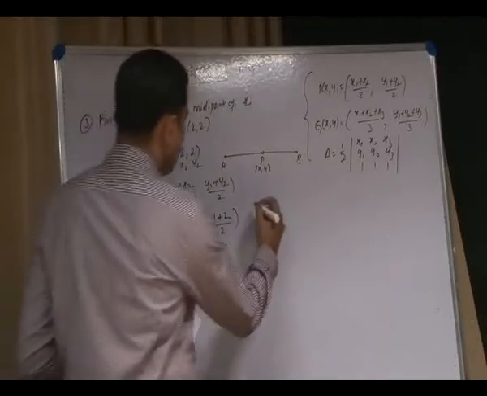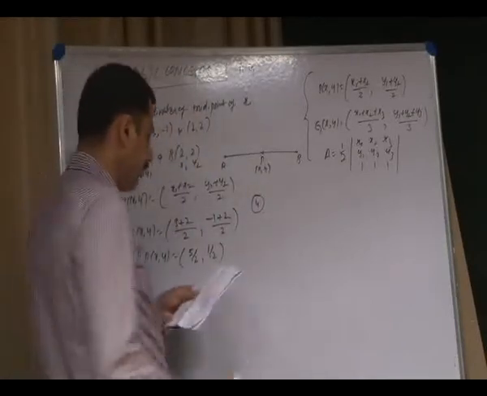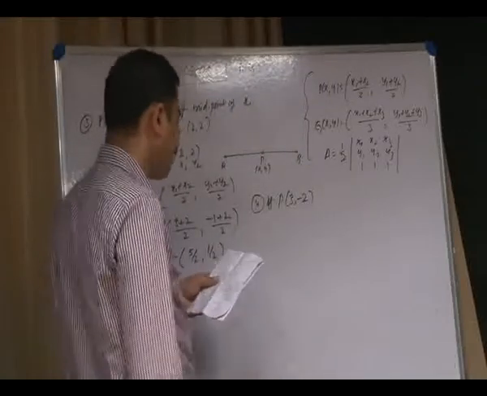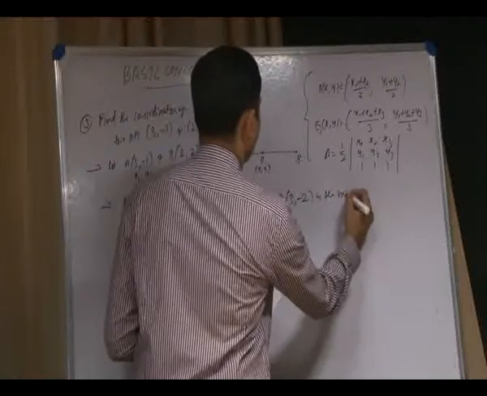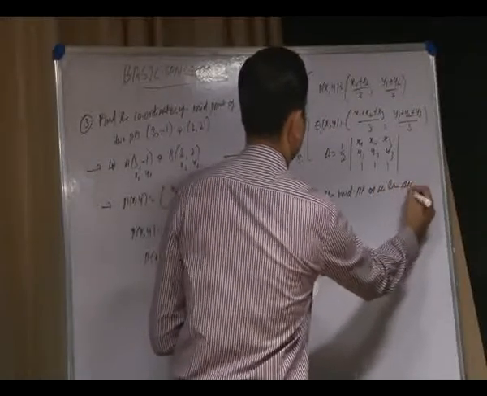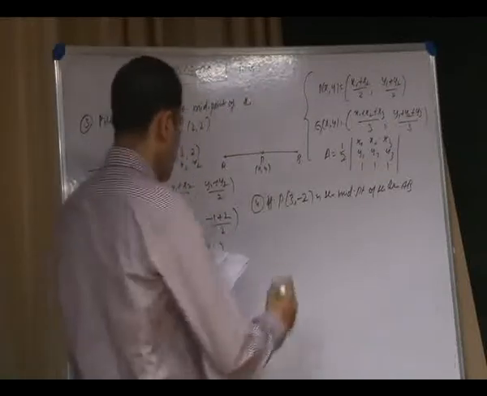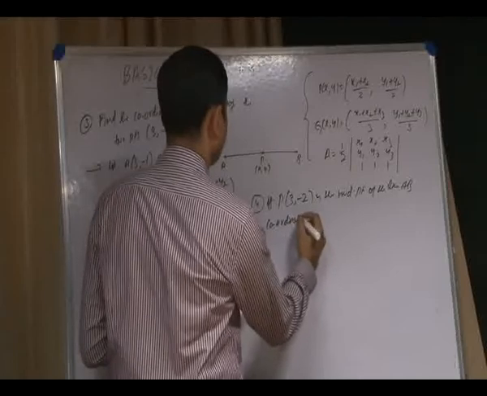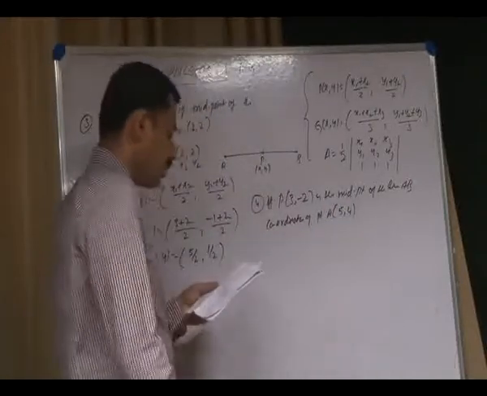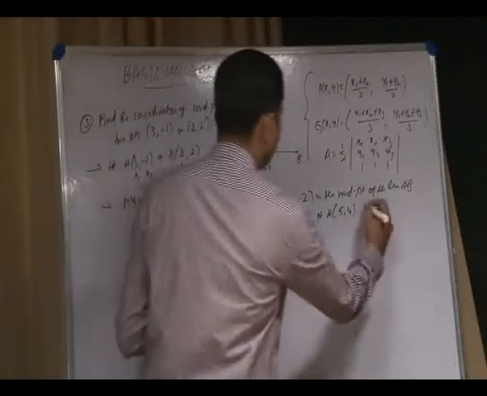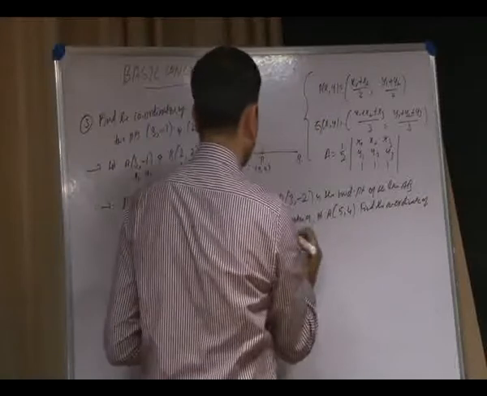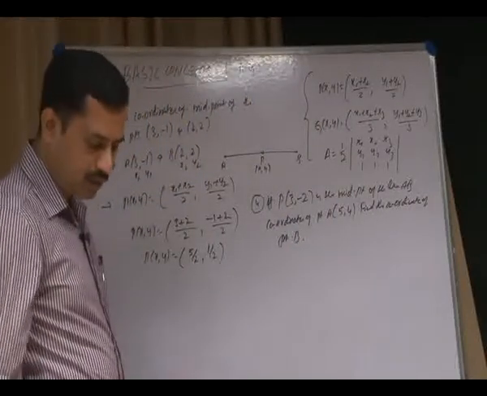So in the same equation, we consider one more problem here. If P 3 comma minus 2 is the midpoint of the line AB, and the coordinates of point A is 5, 4, then find the coordinates of point B.